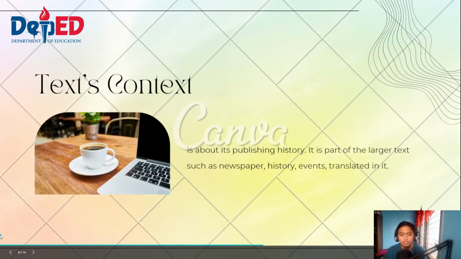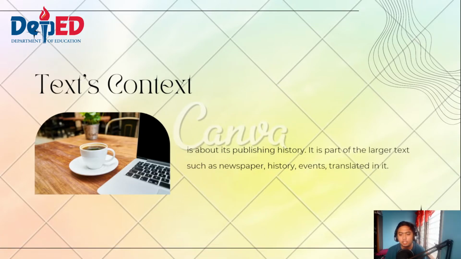Text context is about its publishing history. It is a part of larger texts such as newspapers, history, events, and translated in it. So this time around, we're looking at the literature itself. Is it from a newspaper? Is it talking about history? Is it talking about events around us?